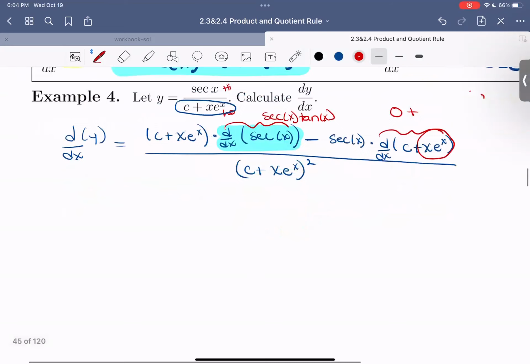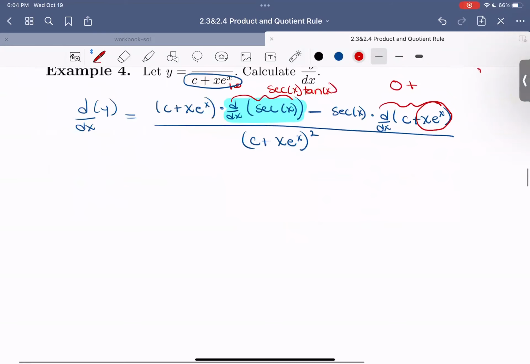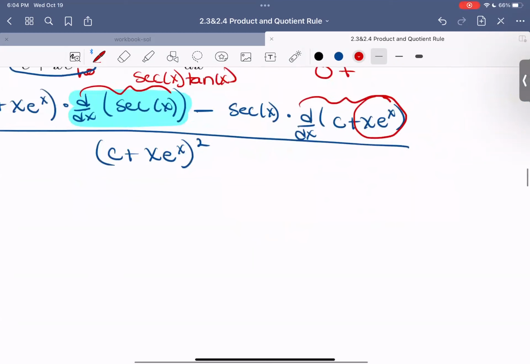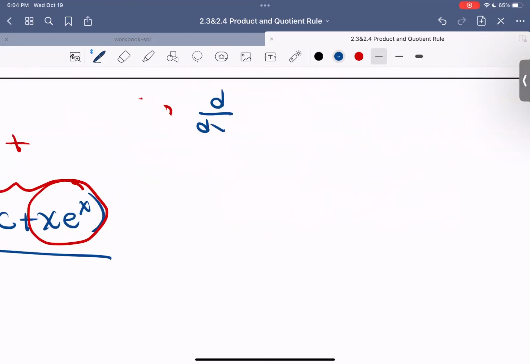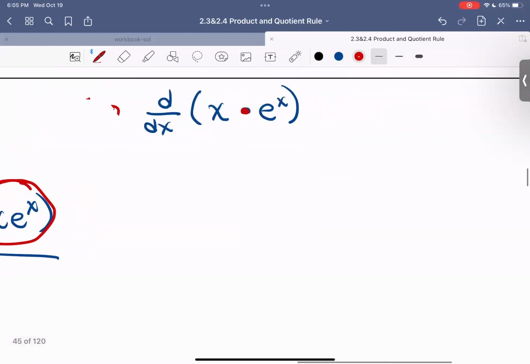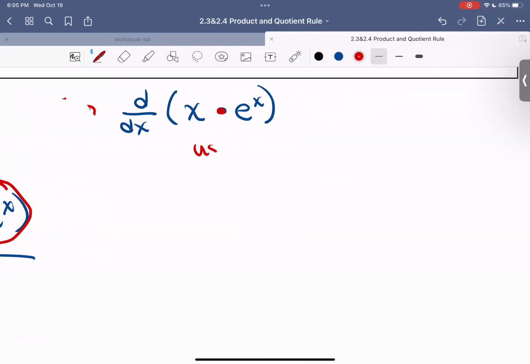So I'm going to kind of zoom in on that. Okay. So we need the derivative with respect to x of x times e to the x. Okay, so what kind of function do we have here? We have a product. So we need to use the product rule. Awesome, we're getting so much great practice.